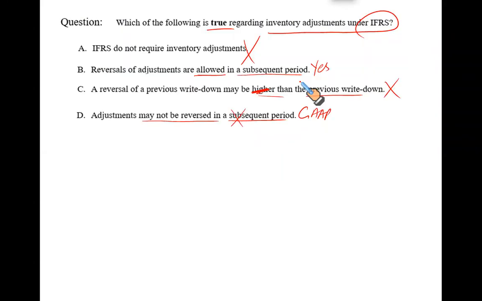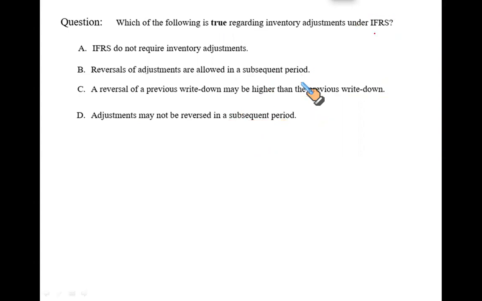Raj says, last question, how do you identify the method? Look at this. IFRS. And IFRS clearly means that any subsequent adjustment can be made. Yes. IFRS requires inventory adjustments. Reversal adjustments are allowed in subsequent periods. This is true under IFRS.